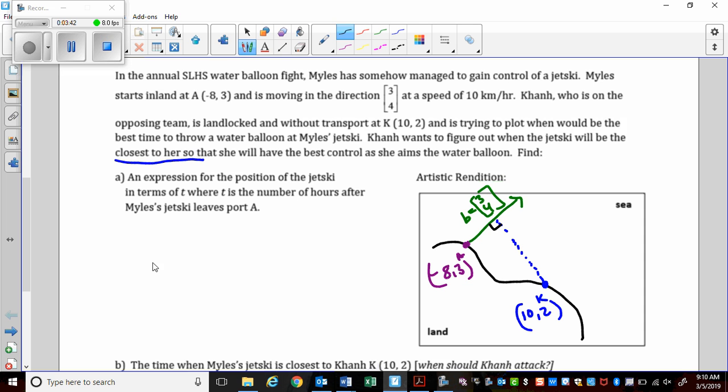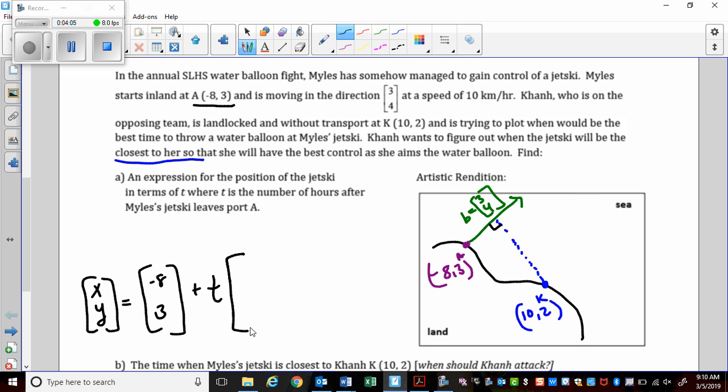First, we need to find the position of the jet ski in terms of T. So my position is (x, y). It says that our jet ski starts at (-8, 3), and T times my directional vector. But my directional vector might not be (3, 4) because it says my speed is 10 kilometers per hour. So remember, we have to take the magnitude of my directional vector. We did this on our last warm-up.